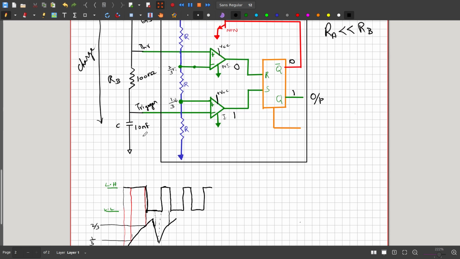So this is the logic. Based on this voltage level, the output of the comparator switches on and off, and this affects the output of this SR latch. Okay, this SR latch.